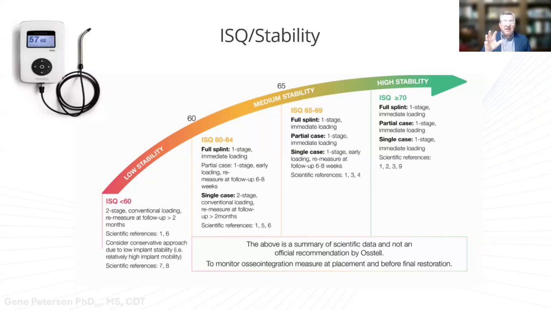So not only do we have things like ISQ, we can now visually see it in a CBCT in a map, and we can look at that implant in 3D, and then you can spin the implant around and see where the bone is touching that after 4 to 6 months. It's a beautiful thing to see what you're getting.